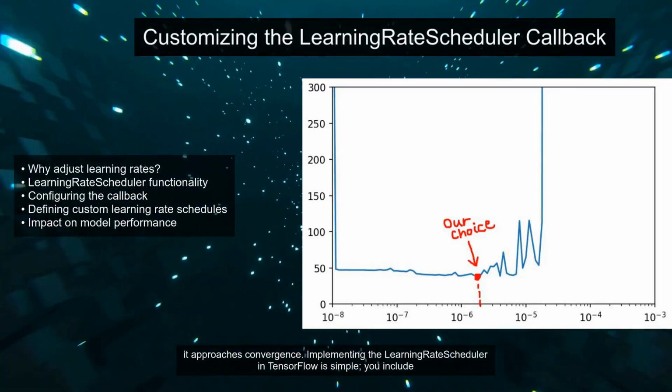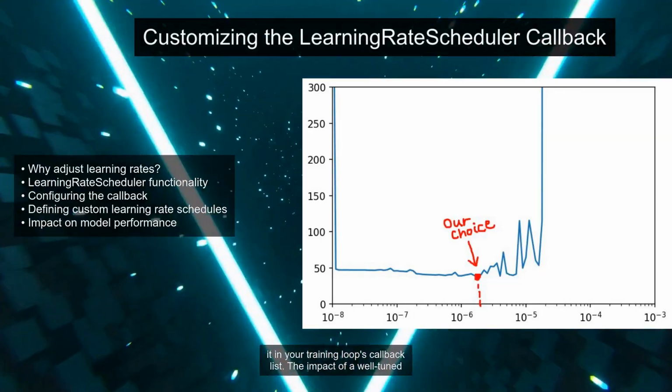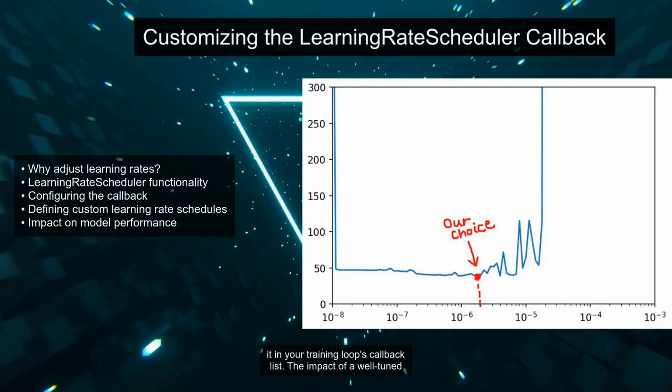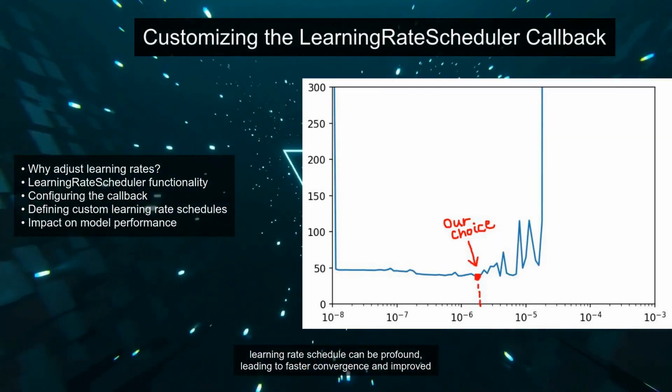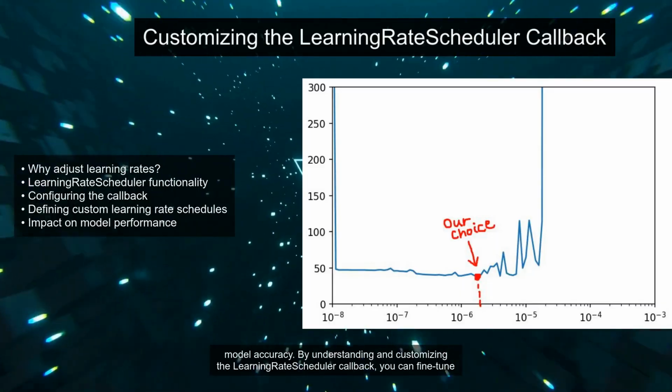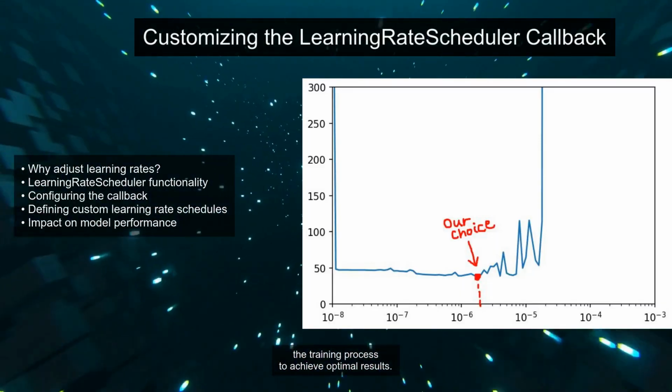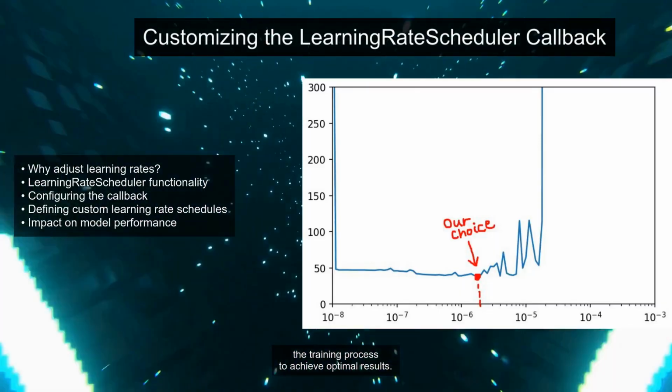Implementing the learning rate scheduler in TensorFlow is simple. You include it in your training loop's callback list. The impact of a well-tuned learning rate schedule can be profound, leading to faster convergence and improved model accuracy. By understanding and customizing the learning rate scheduler callback, you can fine-tune the training process to achieve optimal results.